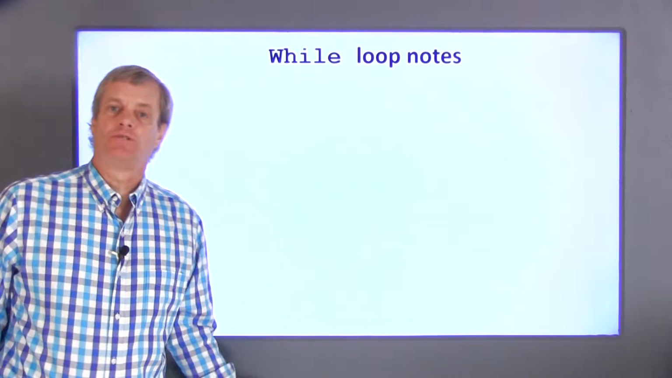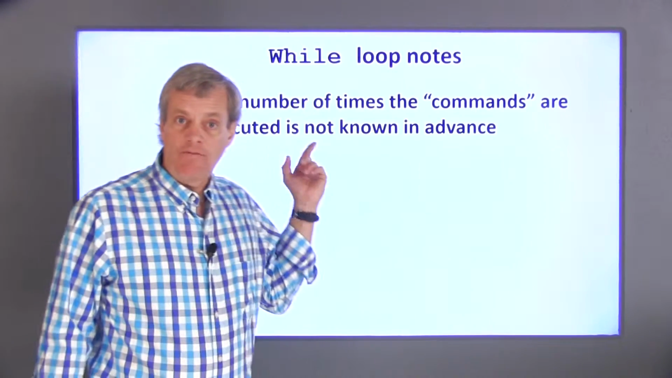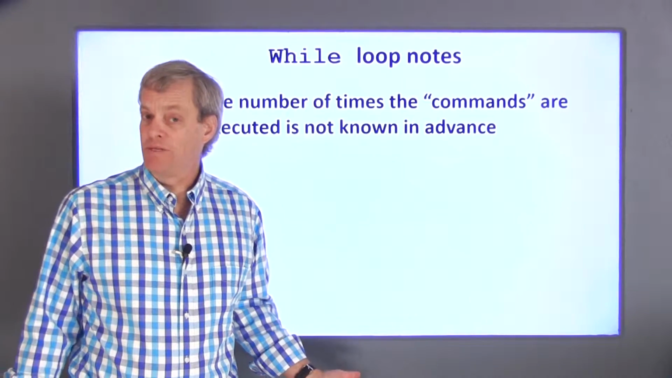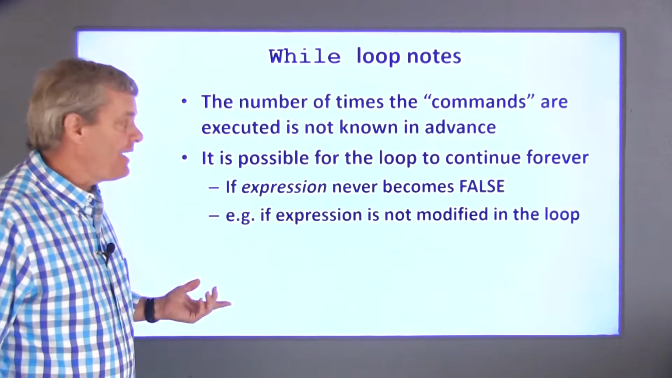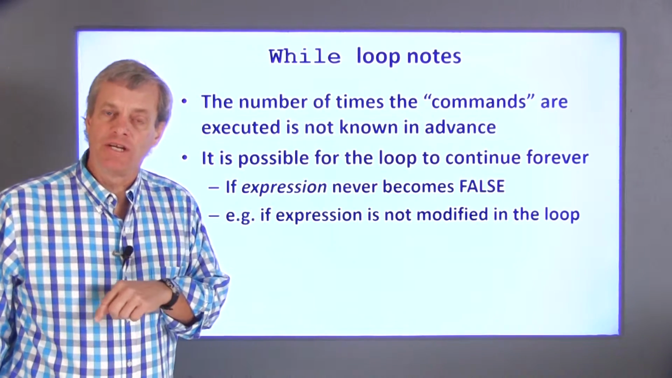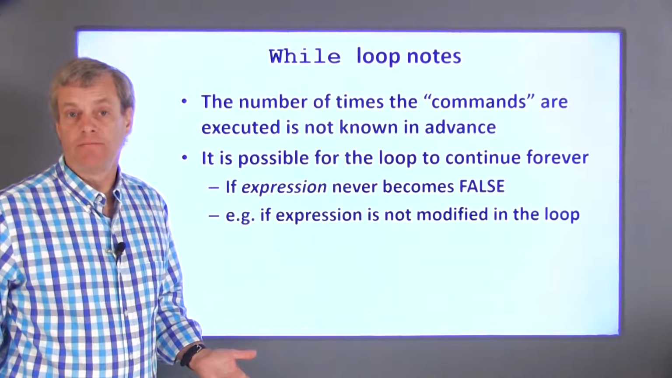Before I do some examples, there's a few notes I want to make about while loops. First, unlike for loops, you generally don't know ahead of time how many times the loop's going to execute. In fact, it's possible for a while loop to never end. If the expression in the while statement never becomes false, the loop has no way to terminate.